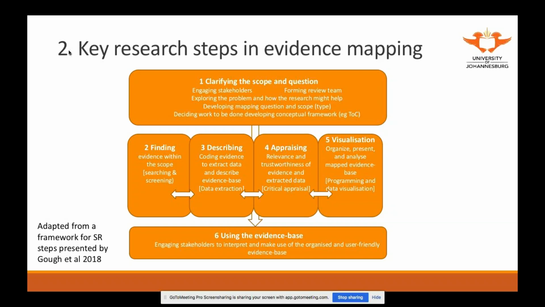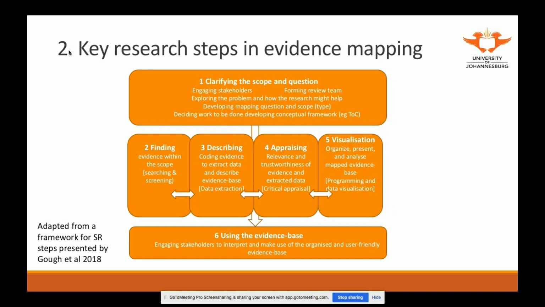In evidence maps, as in systematic reviews, we begin by clarifying the scope and the question of the map. We then go towards finding the evidence using a scientific search and the screening process. Having found the evidence, we go into the data extraction and coding exercise to extract key information. Then, and this varies slightly across approaches to evidence mapping, there might be a critical appraisal of the evidence too. Having done the critical appraisal, or a slightly adapted version, we do not go into synthesis in an evidence map.